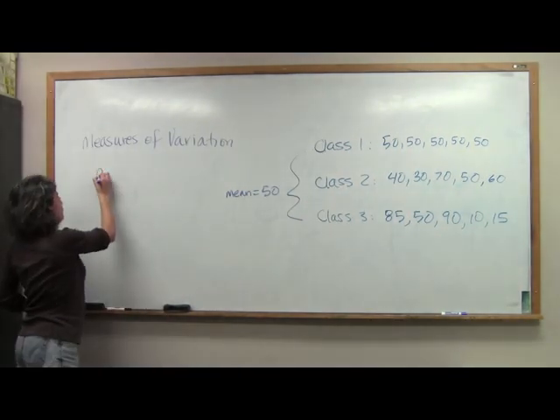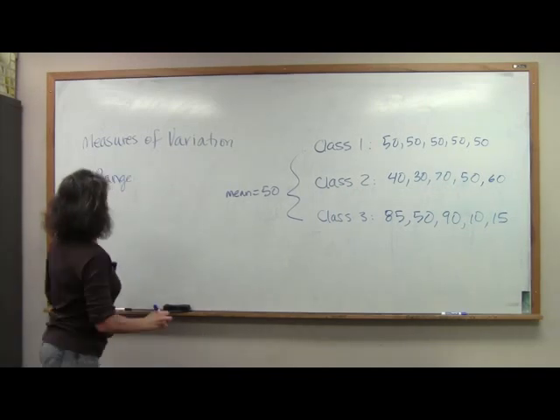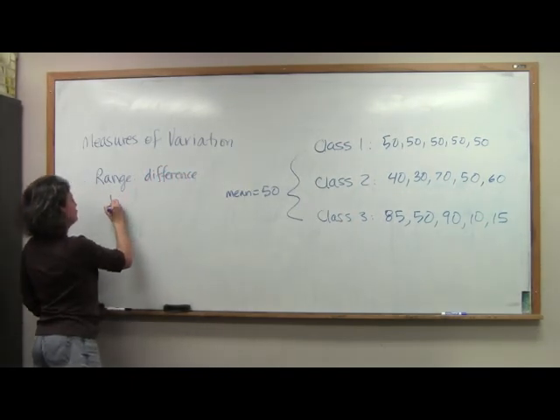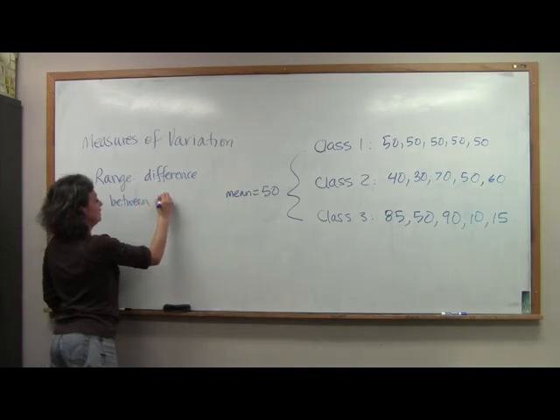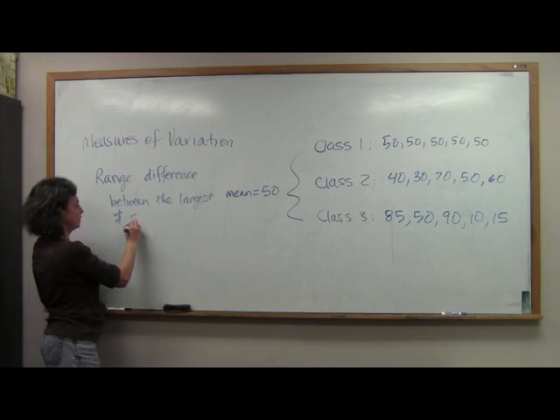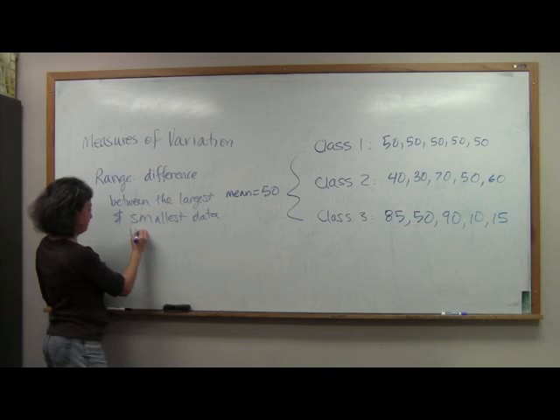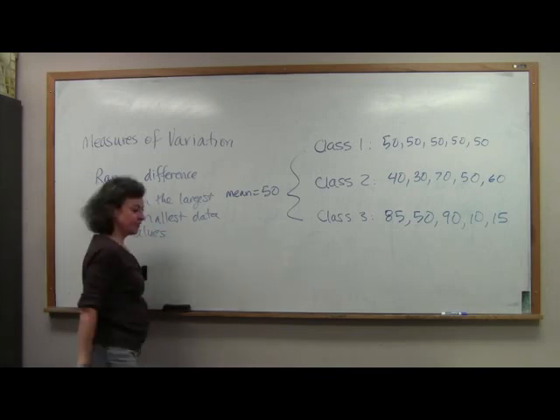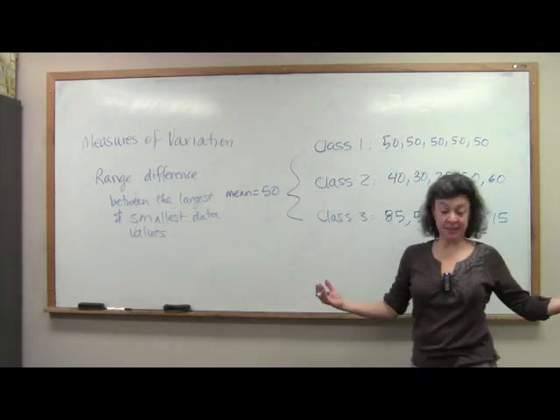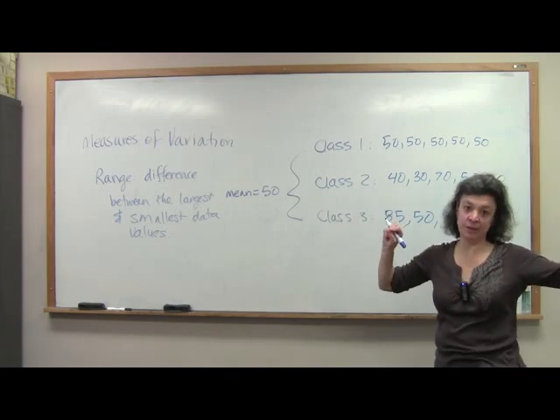One very common measure that's very easy to compute is called the range. The range is just the difference between the largest and smallest data values. Okay? Doesn't give us much information about the entire data set. Really, all it does is tell us what's happening at either extreme.